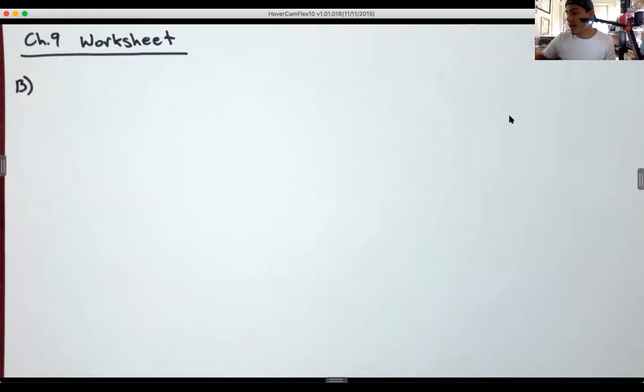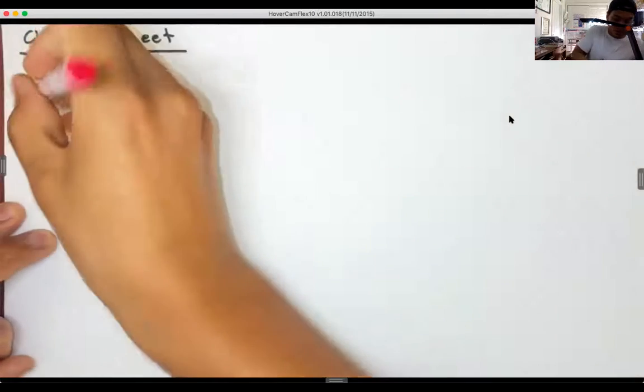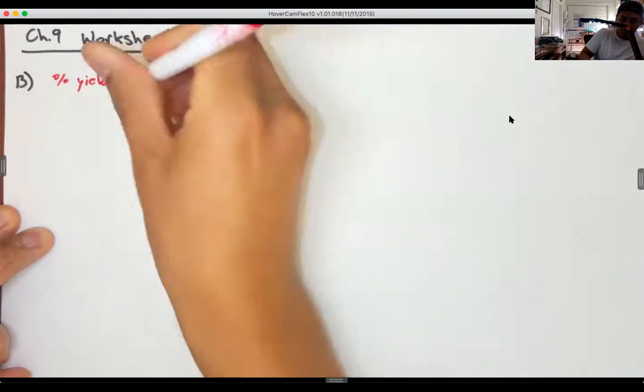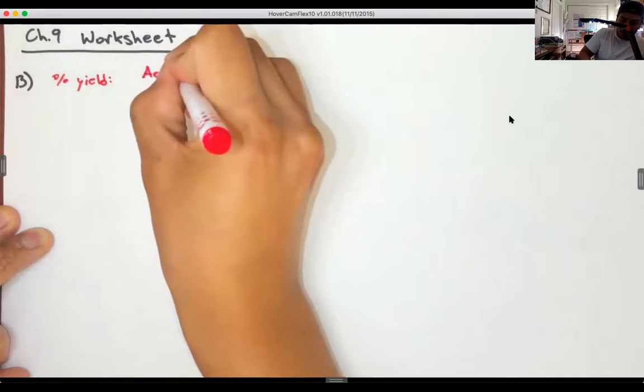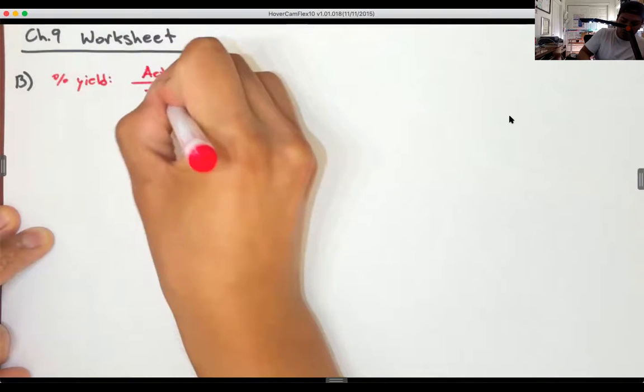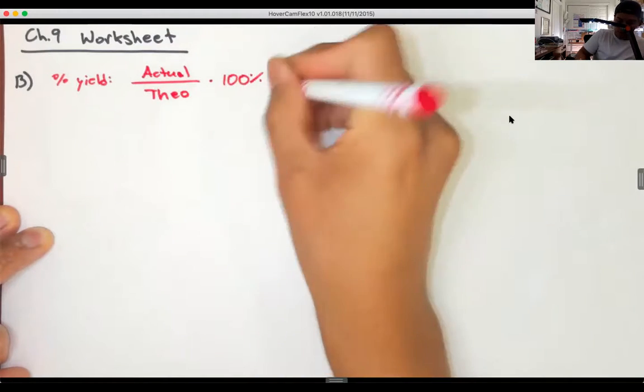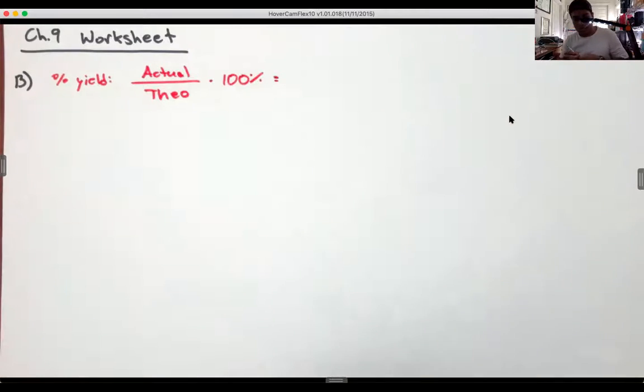And what this question is asking, what is your percent yield? And your percent yield is basically just going to be comparing your actual yield to your theoretical yield. And the equation is really, really simple. Okay. The equation for percent yield is going to be actual over theoretical times 100%. Okay, and that's going to be your percent yield. So let's go ahead and do this.